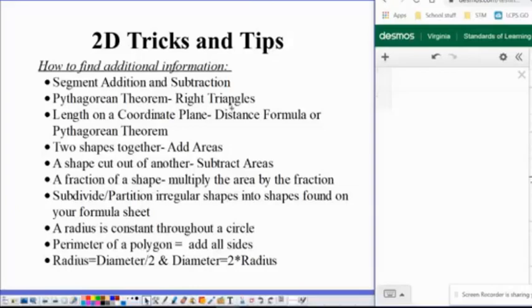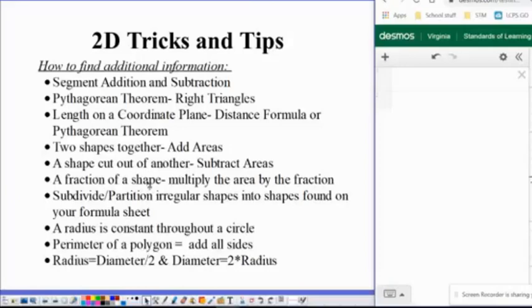A lot of times if you have right triangles, you could use the Pythagorean Theorem to find a missing side of that right triangle. And if you have a missing length on a coordinate plane, you could always utilize the distance formula or the Pythagorean Theorem, which the distance formula is derived from. If you're putting two shapes together, you need to remember to add the areas. If a shape is cut out of another shape, then you need to subtract those areas.